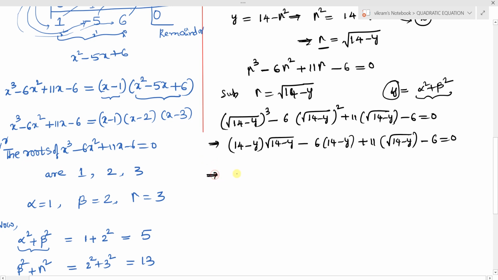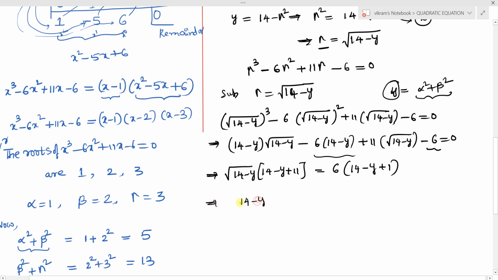From this we can take the square root of 14 minus y as a common term, giving 14 minus y plus 11, and if we take the other two terms to the RHS, we get 6 into 14 minus y plus 1. Writing 14 minus y plus 1 as 15 minus y, we get square root of 14 minus y into 25 minus y equal to 6 into 15 minus y.